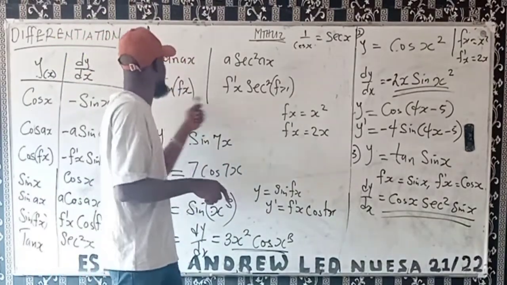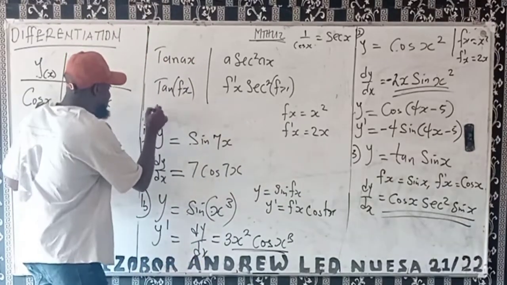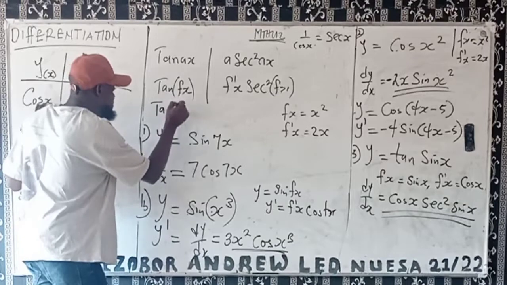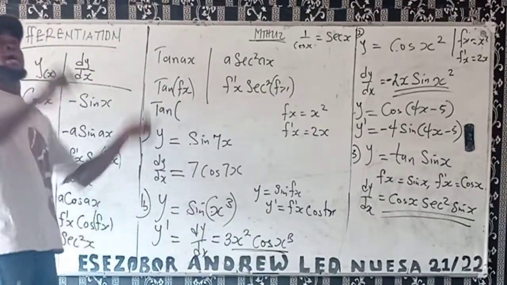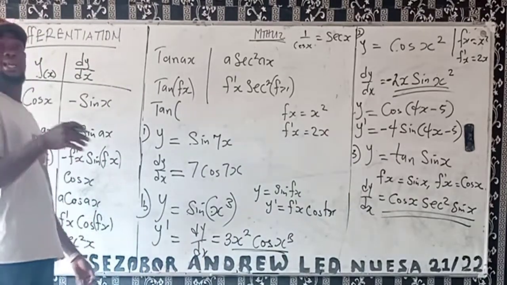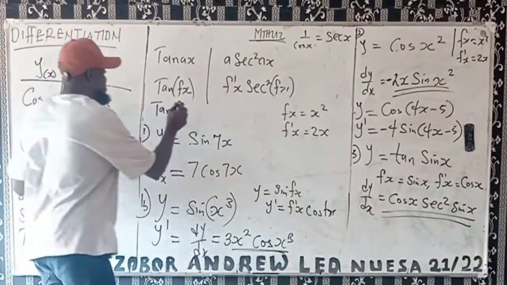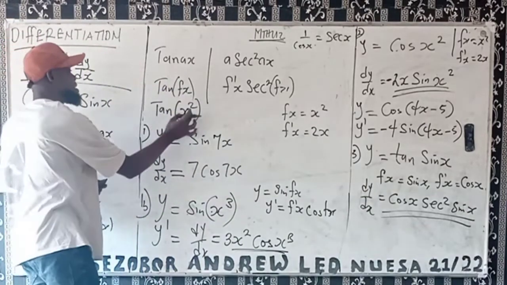This is the formula I'm using now. Check this formula. If you have tan, function of x, this function of x can be any function. It can be trig, exponential, parabolic, logarithmic, or polynomial, can be x squared. The function of x here is x squared.